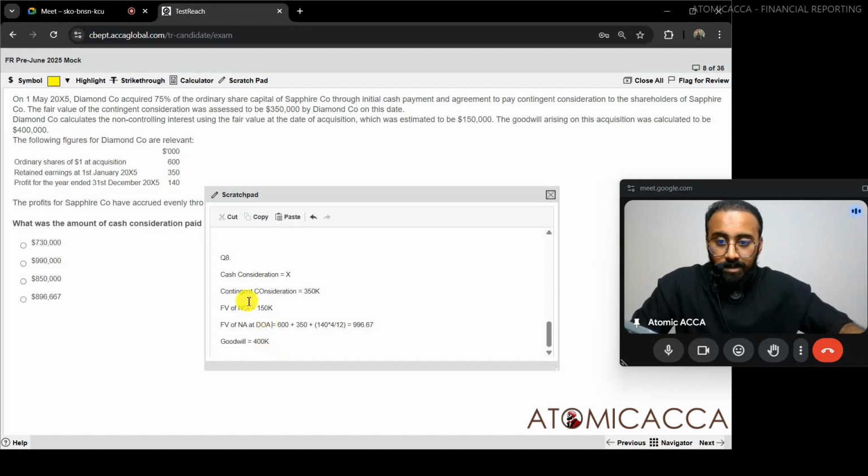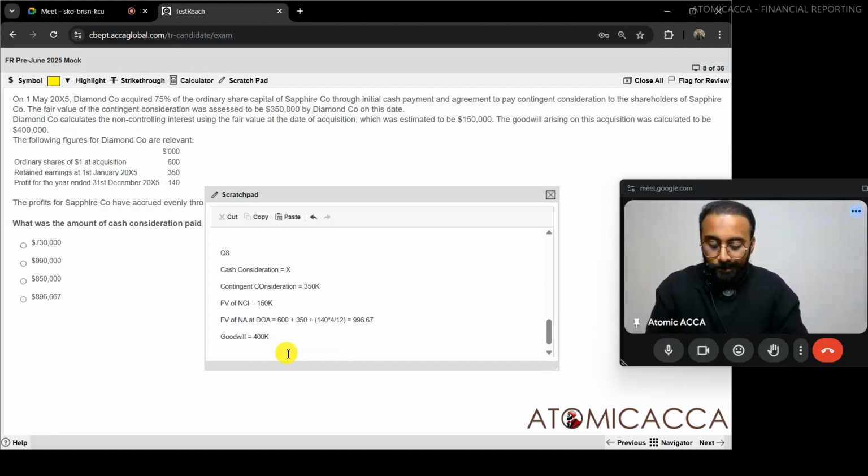So we have this one, this one, this one, this one. All we need is to get this cash consideration, so we can just reverse work it. What is the normal formula to get goodwill? The purchase consideration plus fair value of NCI minus the fair value of net assets gives the goodwill figure. So if I want to reverse work it, it will go like this: goodwill figure plus net asset figure minus the NCI figure minus the consideration. So I have to work it like this.